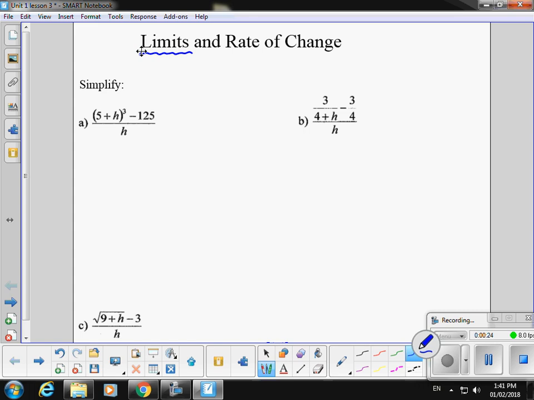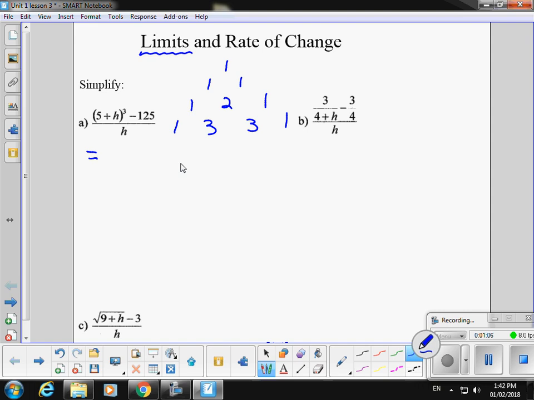So for the first one, we've been asked to simplify. I have a cubic. And so I'm going to expand that. So if we know our rules of cubics, we have 125 plus, let me just backtrack for a second. Some of you would write out 5 plus h 3 times and FOIL it and expand it and so on. I'm using the Pascal's triangle, and I'm thinking first row, second row, third row, to be able to expand that quickly.